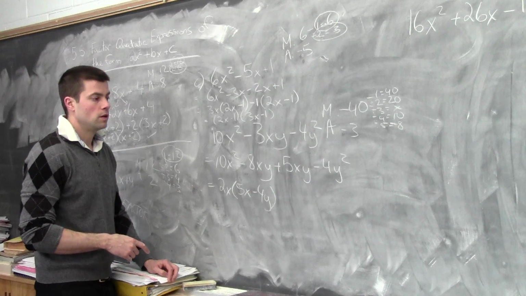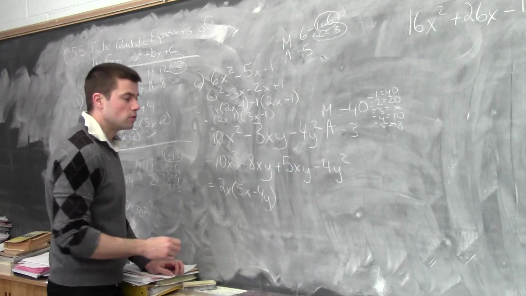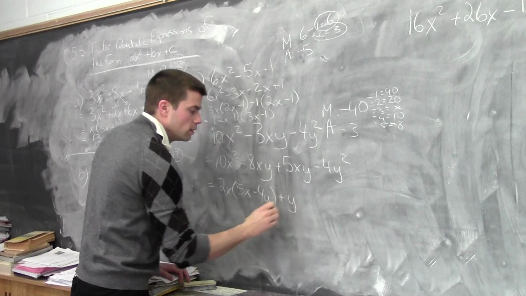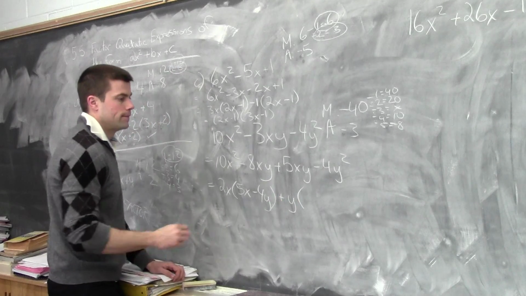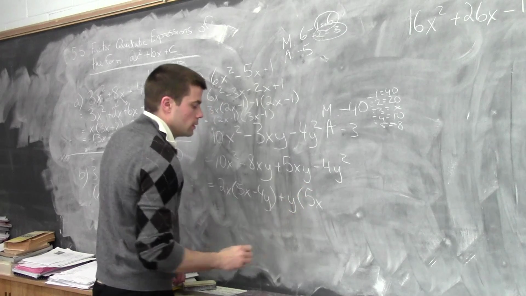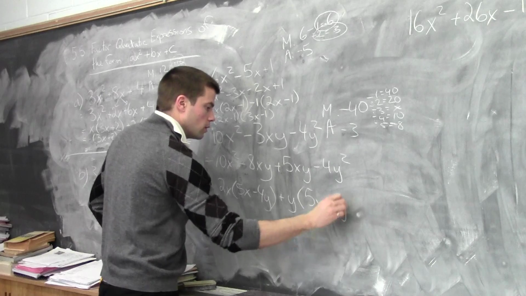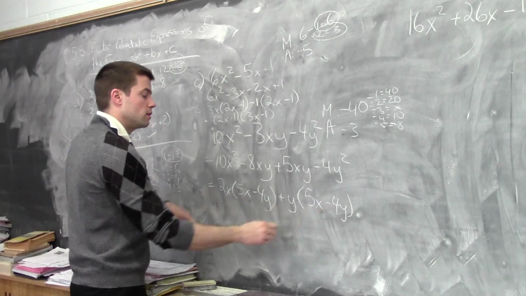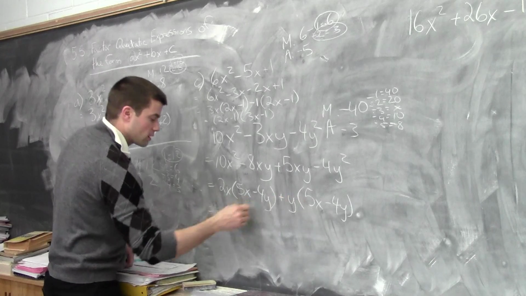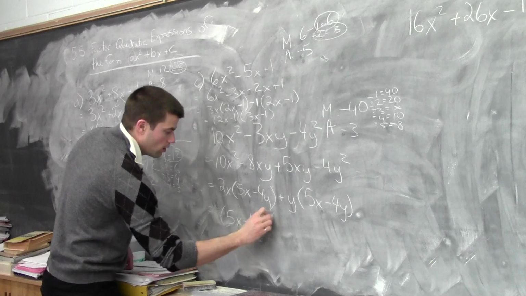Okay, and then what's common between these two? The y, right? So it's going to be positive y. And what are you left with? 5x, and then negative 4y. Good. And you always want these two to be the same, right? You know you've done it right if that's the case. So the last step, you factor out this binomial and whatever you're left with.